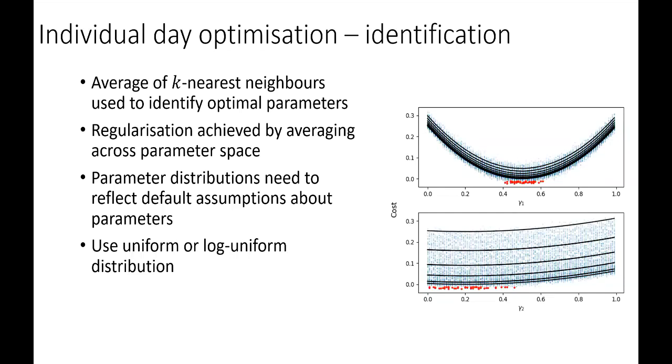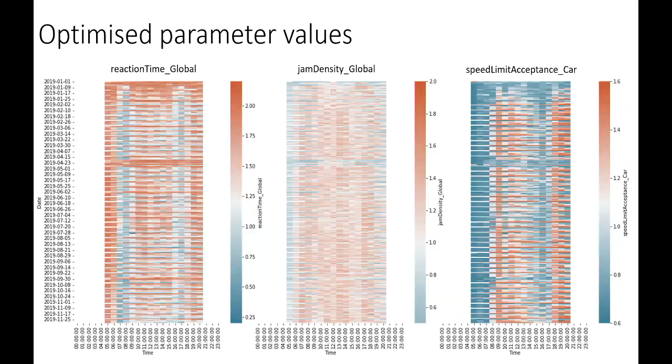So in our case, we're going to use either the uniform or log uniform, depending on whether we've got a parameter which is sort of multiplicative or not. Cool. So these are the sort of results we get from doing this.